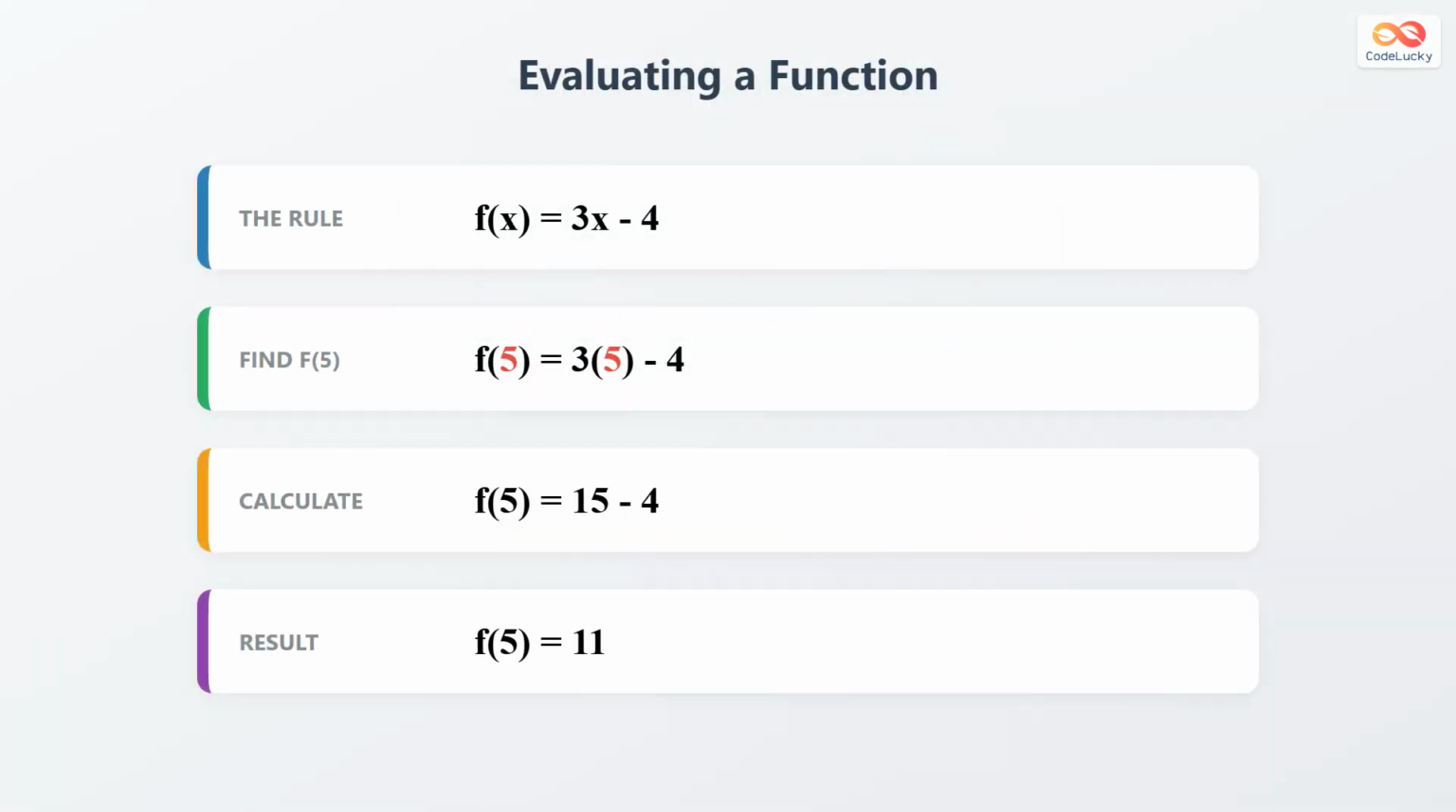Let's try to evaluate or solve a function. Suppose our rule is f of x equals 3x minus 4. If we want to find f of 5, we simply take the number 5 and replace every x we see in the equation with a 5. So, it becomes 3 times 5 minus 4.